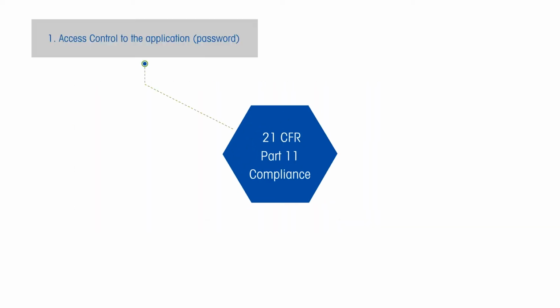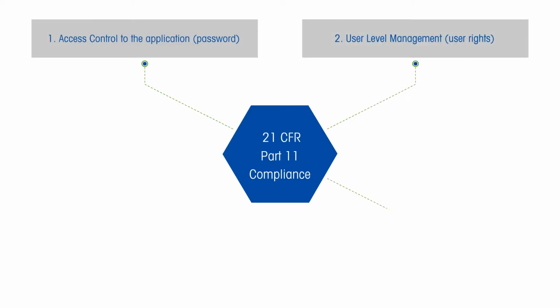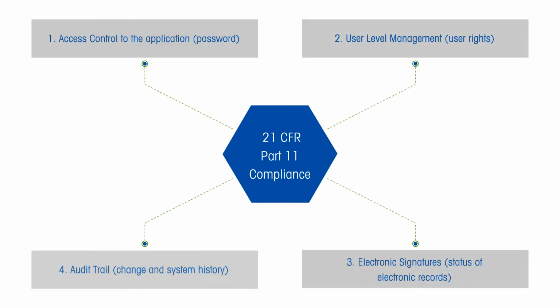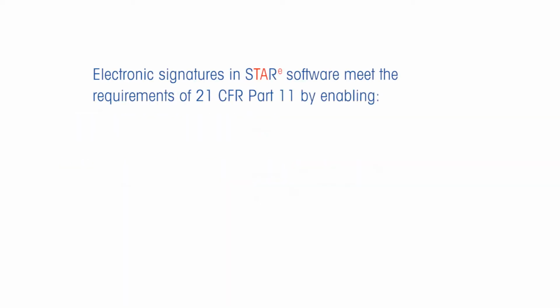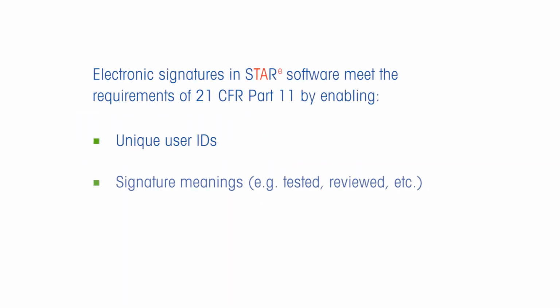The use of electronic signatures is part 3 of a series of 4 how-to videos teaching you how to make best use of the Star E CFR option for data integrity. Electronic signatures ensure secure access to original data, which cannot be removed, copied, or transferred. Part 3 of this series details the process of assigning electronic signatures to data records in Star E software.